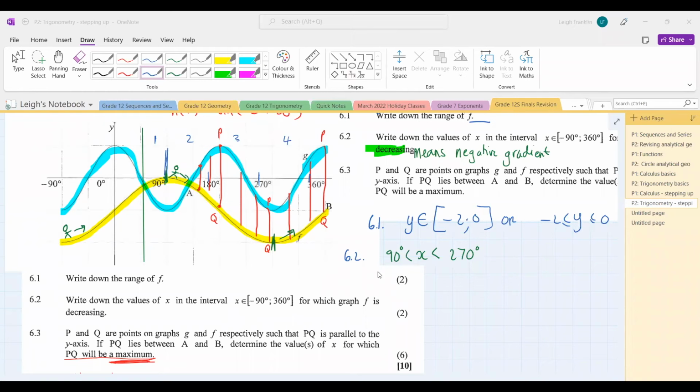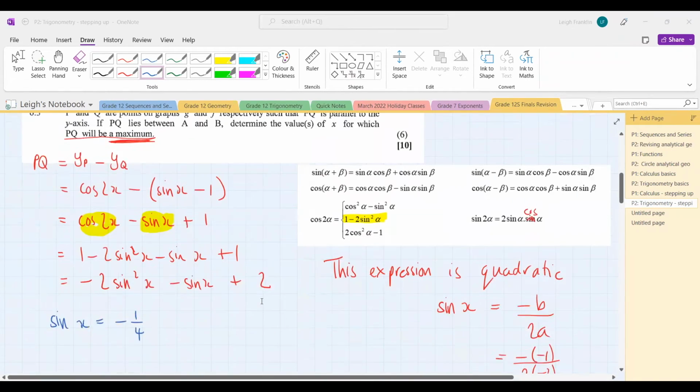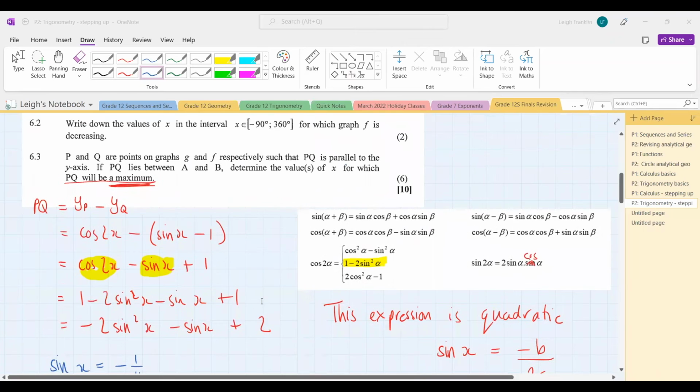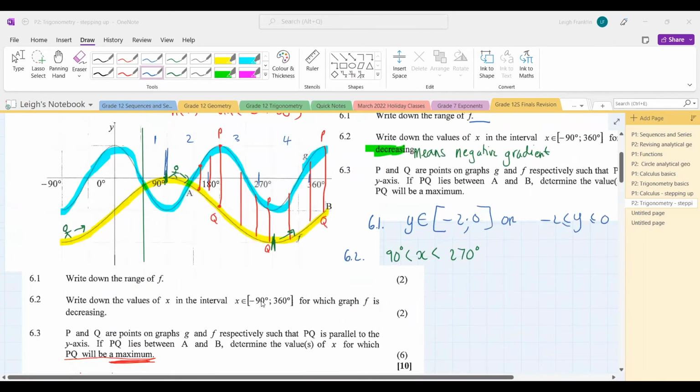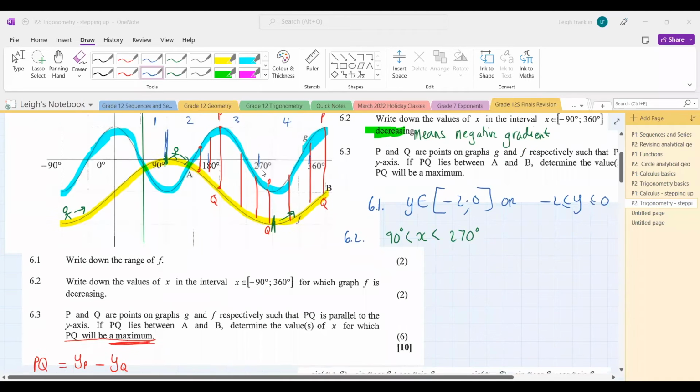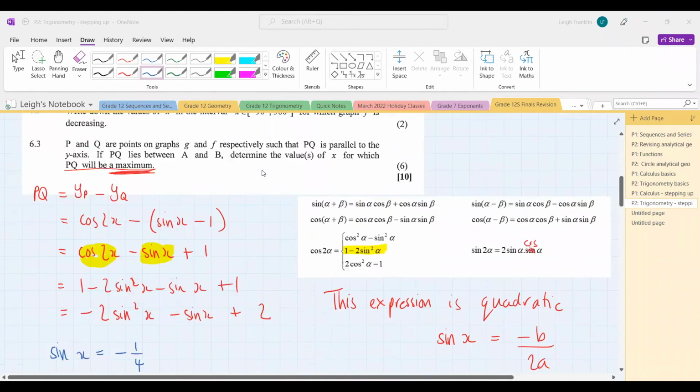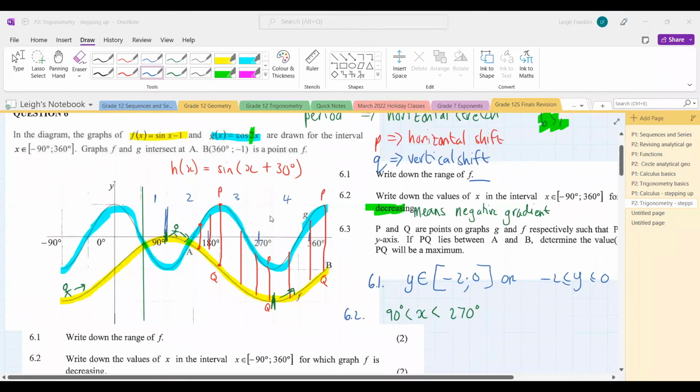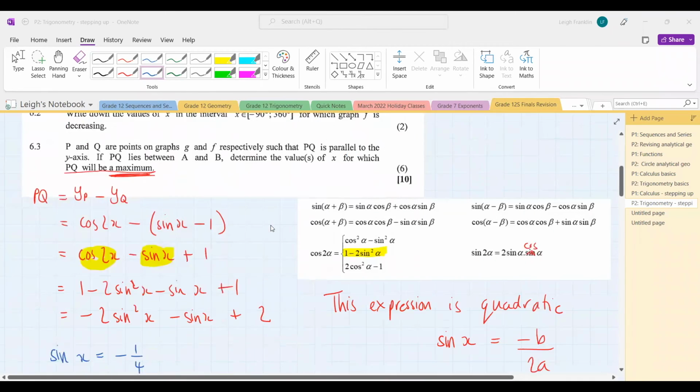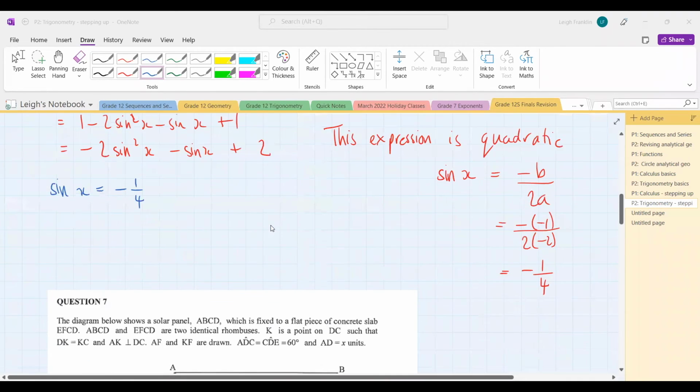Now, what is this? It's sine x equals negative 1/4, so it can't be quadrant 2. Now we're going to concentrate on quadrants 3 and 4, where sine x is going to be negative. What reduction formulae do we use for the third and the fourth quadrants? In quadrant 3, we use the reduction formula.